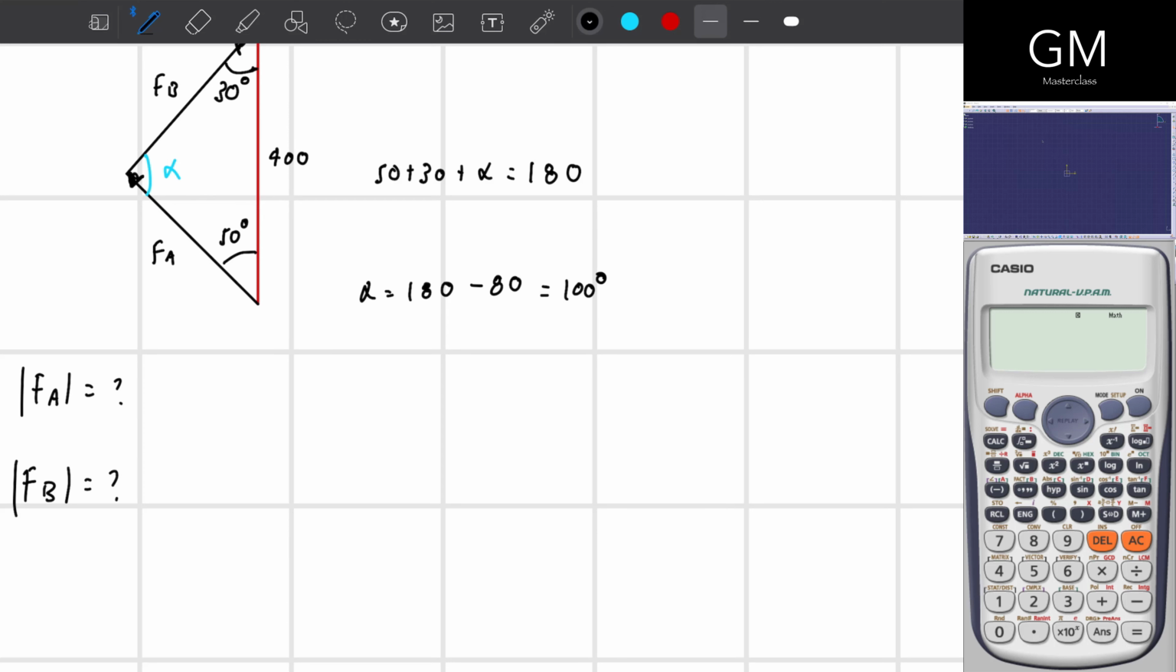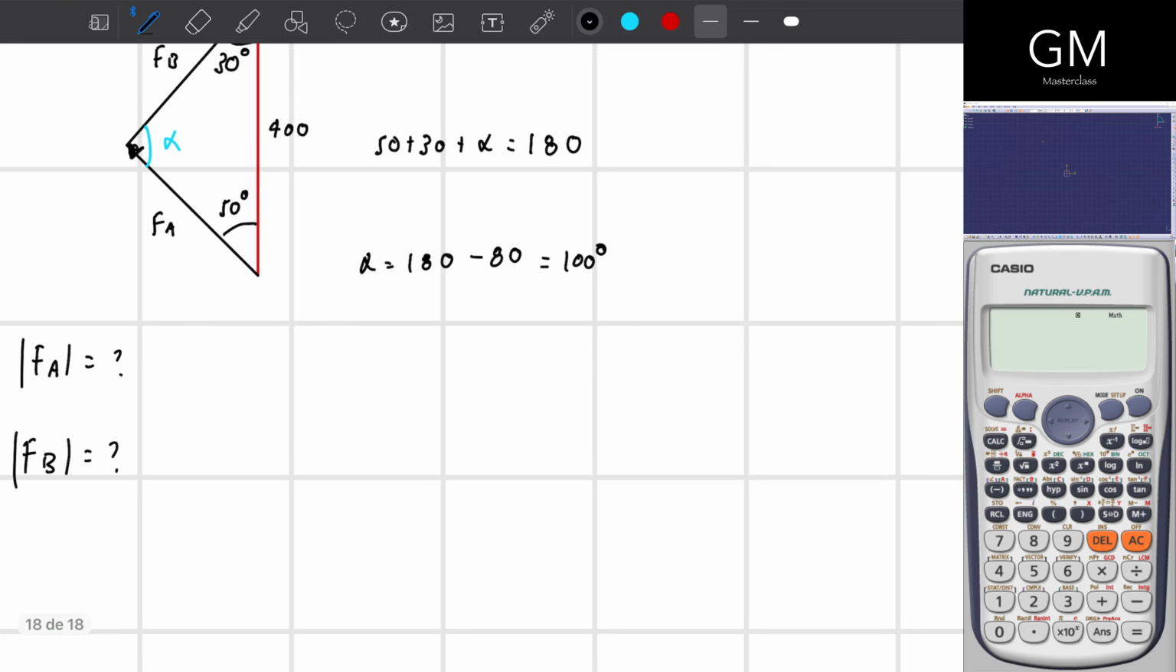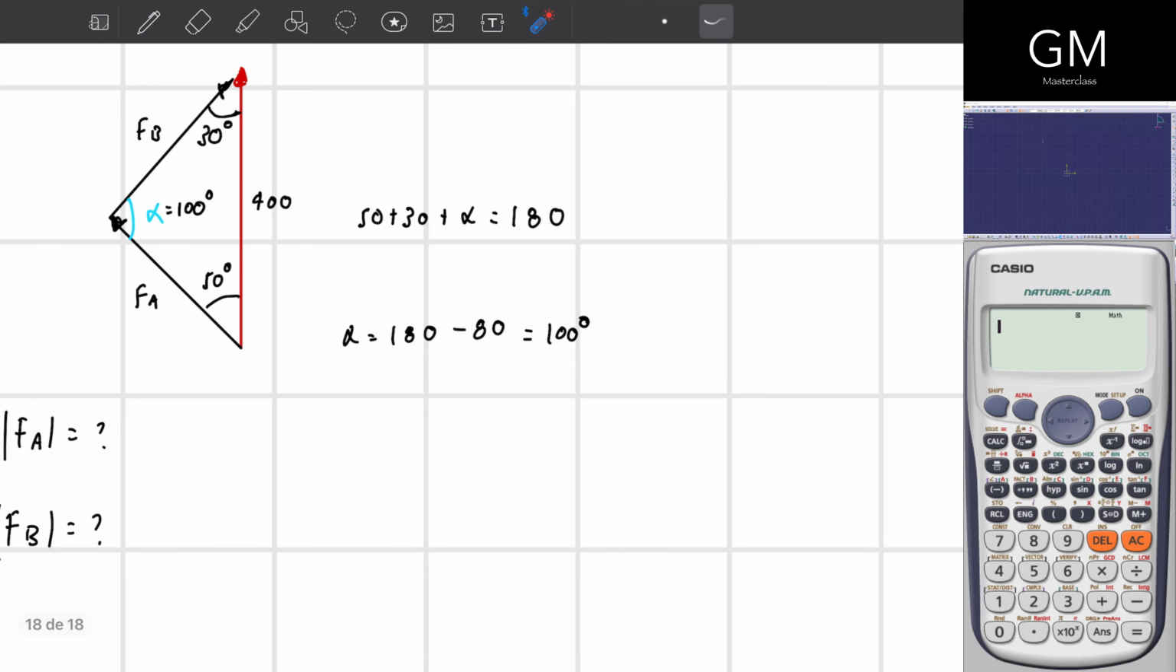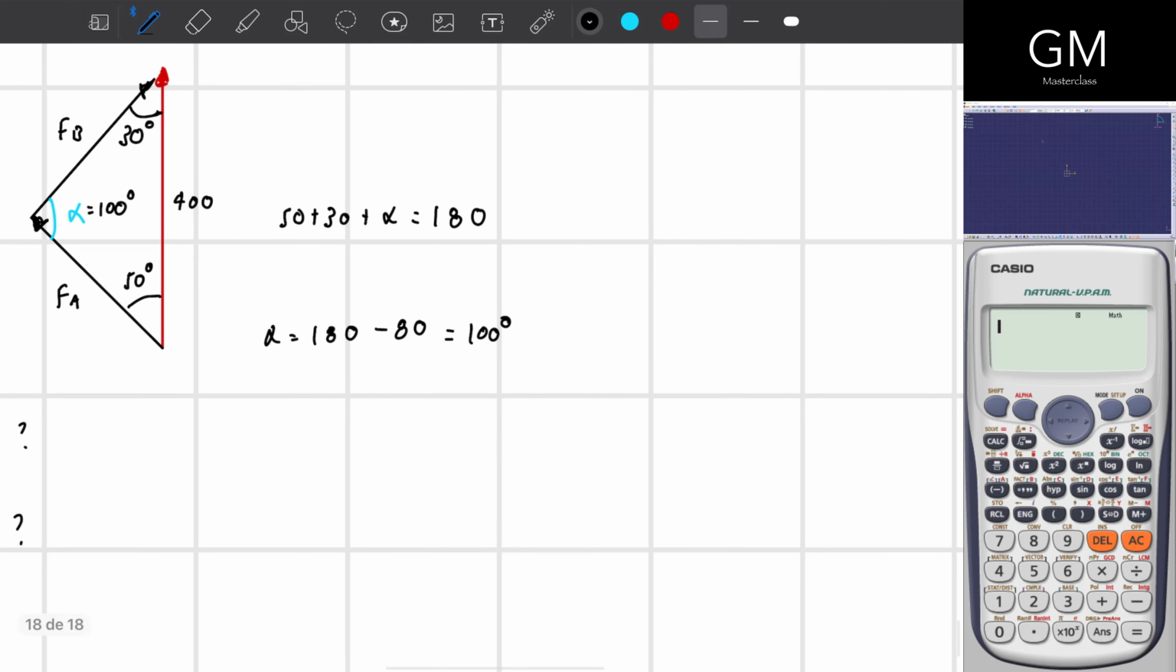Am I right? 50, 60, 70, 80. That's right. So I have right here the angle alpha, which is equal to 100 degrees. And then once I have all the angles within the triangle and one magnitude, it is easier for me to use the sines law. Why is that?